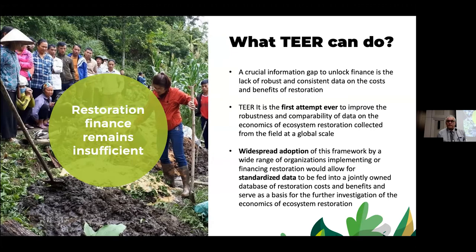So the information is needed to really make the restoration cost-benefit analysis possible, to convince investors to put money into those ecosystem restoration initiatives.